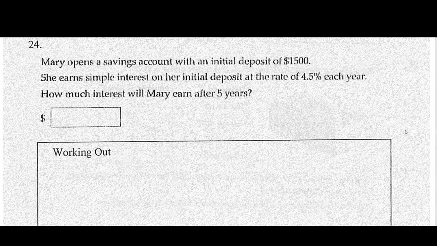Number 24. Mary opens a savings account with an initial deposit of $1,500. She earns simple interest on her initial deposit at a rate of 4.5% each year. How much interest will Mary earn after 5 years? So the rule we need to remember for interest is this. Interest equals principal times rate times time.